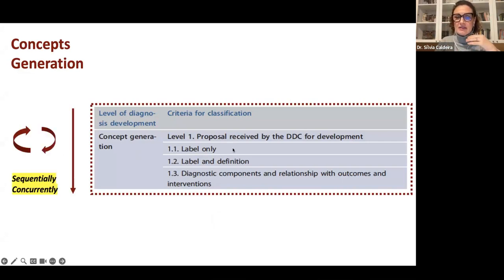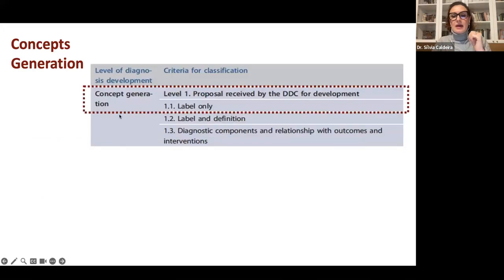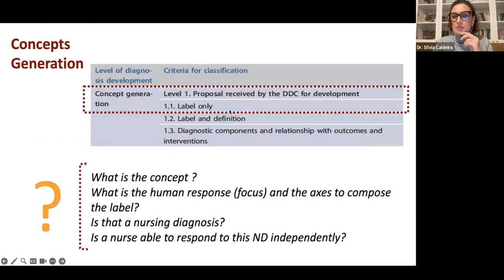So here we are at the level of concepts, naming things, and we can do this as a sequence or concurrently. This is quite interesting because sometimes we have the third and are still naming the nursing diagnosis. This is not an order. As you see in the book, you can do it in a sequence or you can do it at the same time. So level 1 is a proposal that you may send to Professor Camila Takao, who is the director of the Diagnosis Development Committee.